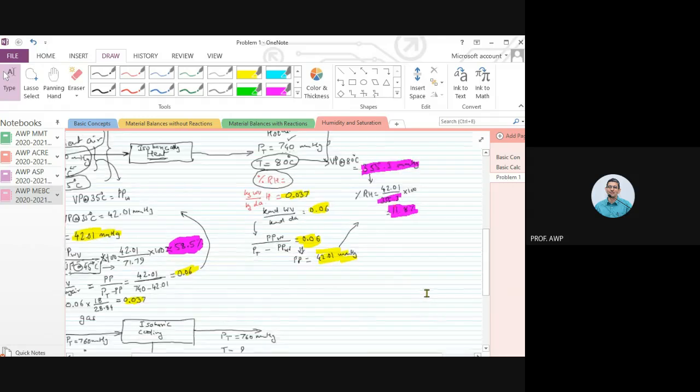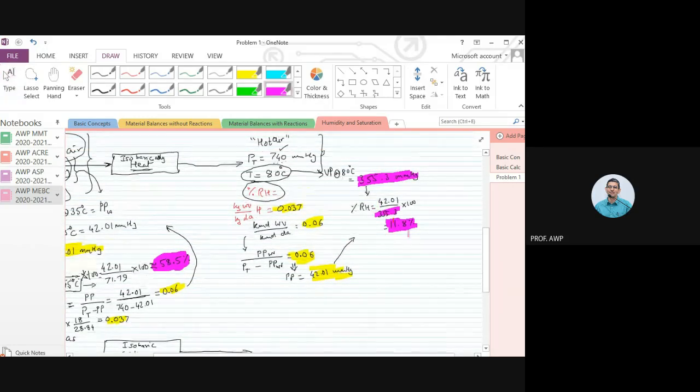Do you agree? And that's how we supply air to this dryer, this hot air containing very little moisture in terms of percent relative humidity, and that's how it is able to pick up moisture from wet solids. Okay, we'll do that calculation after some time. Okay, any question, any problem, any difficulty so far?